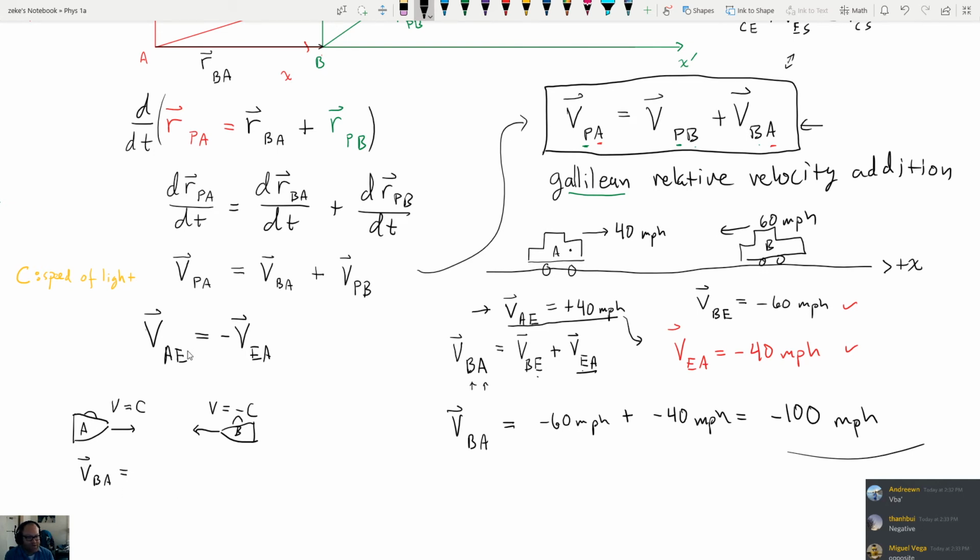Now, according to what we just said, what would the answer be? According to Galileo, what would the answer be? And if it's hard to think about this, just turn them into numbers. If this velocity was positive 100 and this was negative 100, it'd be negative 2c, right? Twice the speed of light, right?